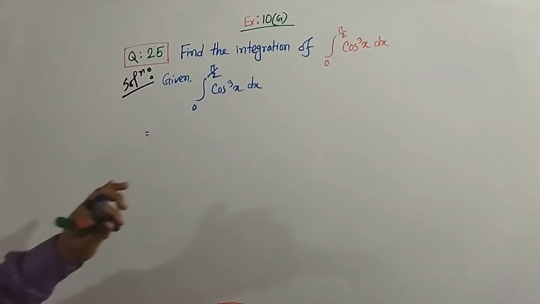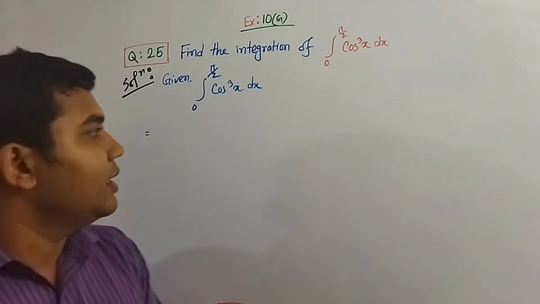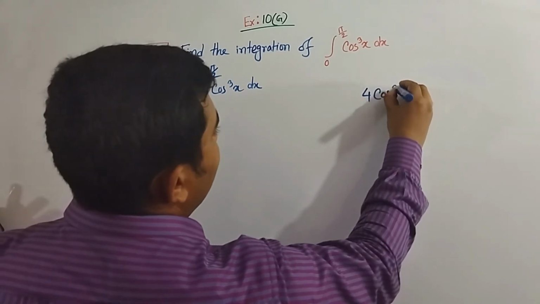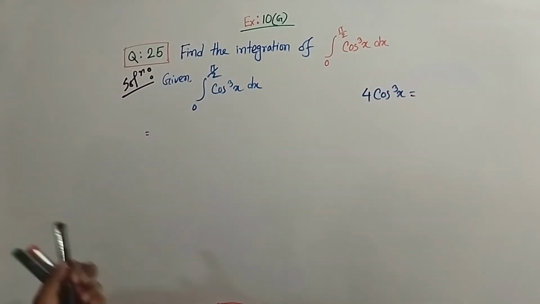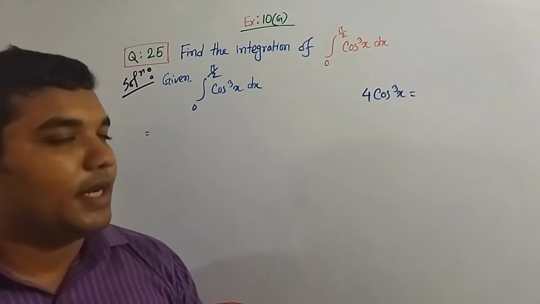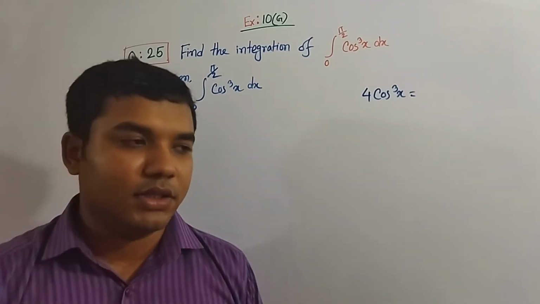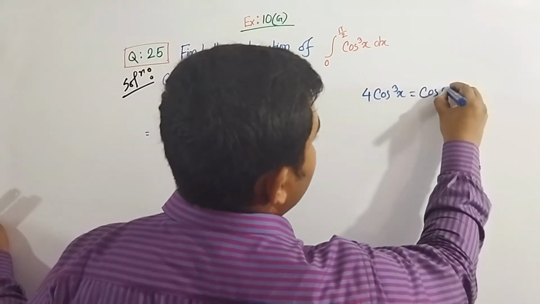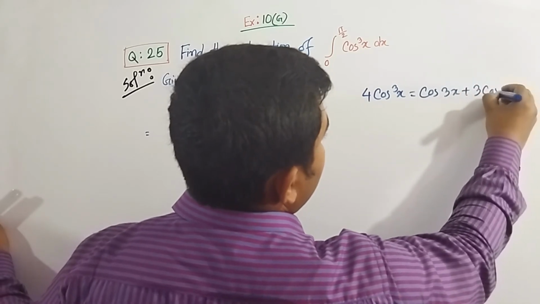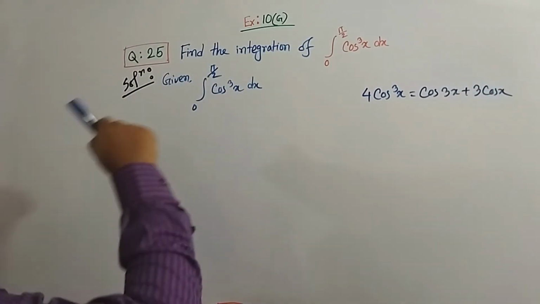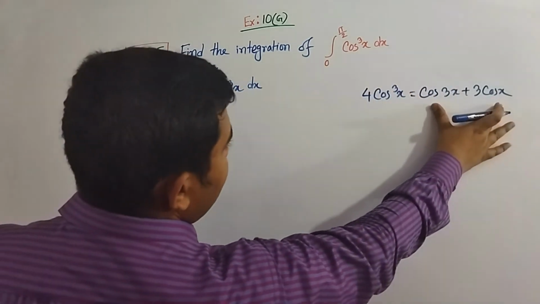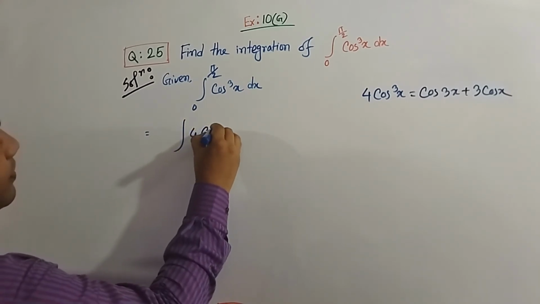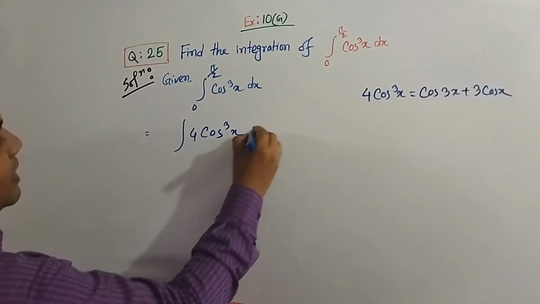So dear students, to solve these types of problems, we will take the help of the formula of 4 cos cube x. Do you know the formula for it? 4 cos cube x, which we have already memorized from chapter 7, the trigonometric section. Exactly, the formula is cos 3x plus 3 cos x. So first we need the 4. How can we take the 4 here? So it should be 4 cos cube x dx.